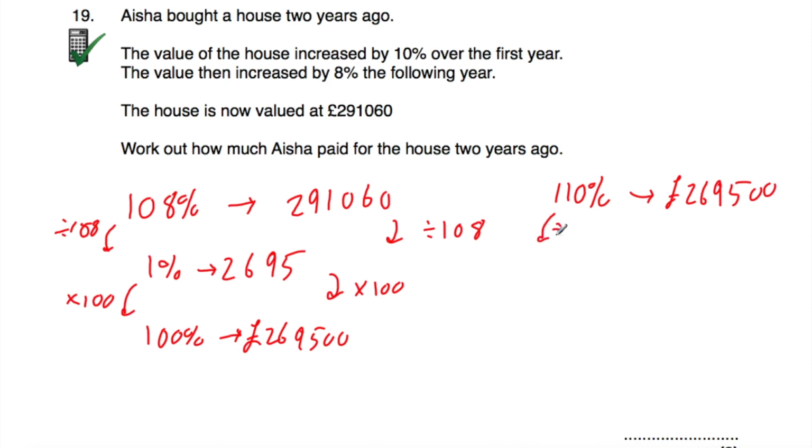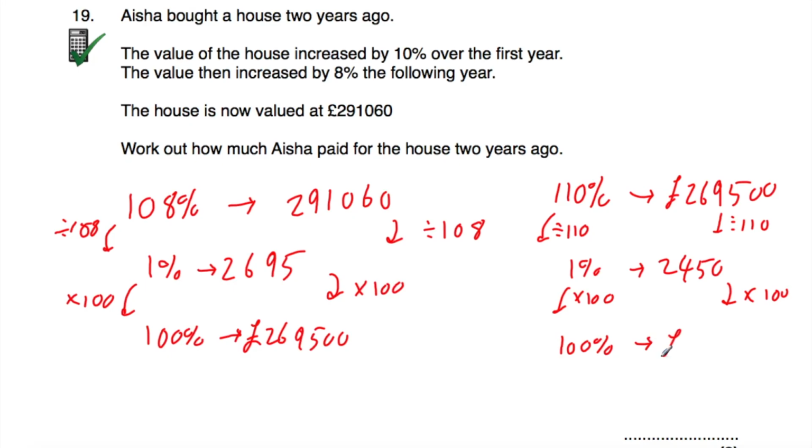So let's divide by 110 and divide by 110, and we'll get that 1% is equal to, and if we divide 269,500 by 110, that's equal to £2,450. And then if we times by 100 and times by 100, that'll tell us how much the house was whenever Aisha bought it. So 100% is equal to £245,000. So that's how much the house was whenever Aisha bought it.